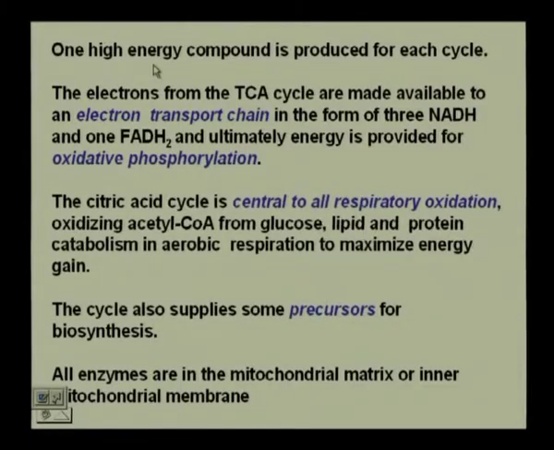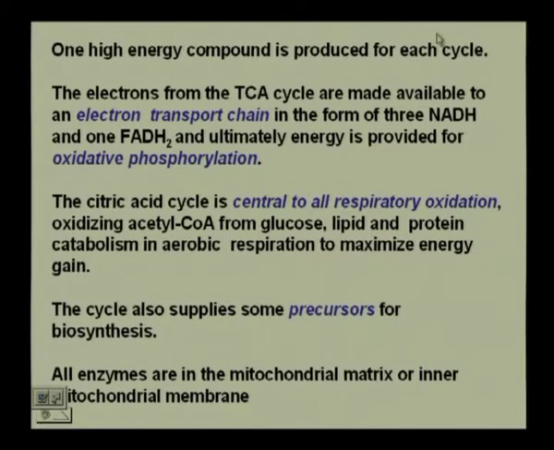Now, these are the key features of the Krebs cycle. We have one high energy compound produced for each cycle. What we mean by a high energy compound is that GTP is formed in this case, a triphosphate bond being formed. Okay? Like in glycolysis we had ATP being formed, that is the formation of a high energy compound.